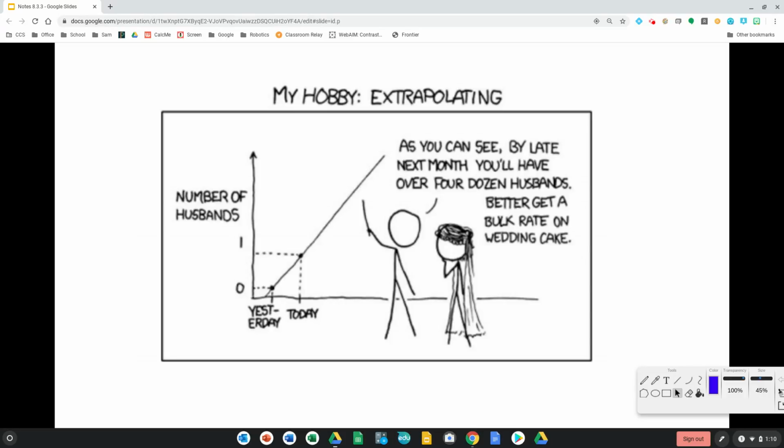Just one caution: always as we're making predictions, as we're extrapolating from data, just remember that your data is only going to be as good as your random sample, and it's got to make sense in the scheme of things. So I thought this was a fitting cartoon to end with today.